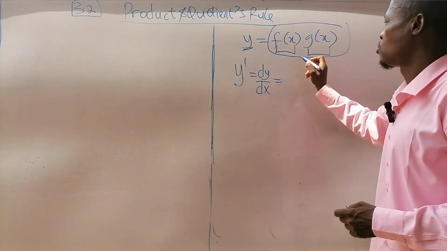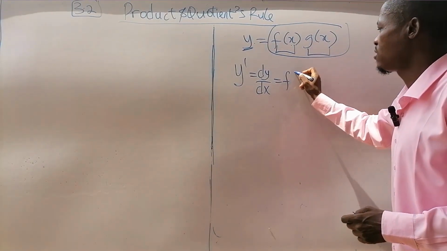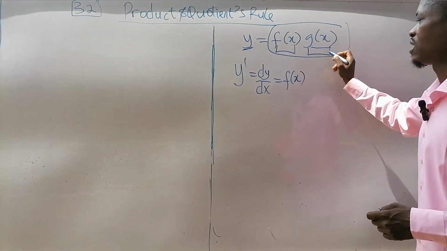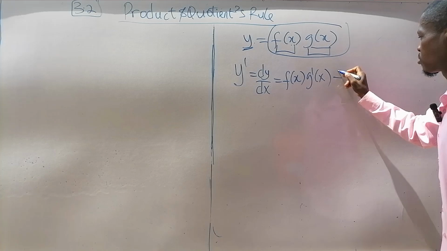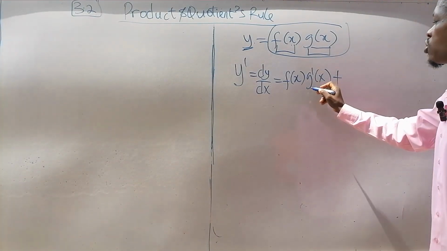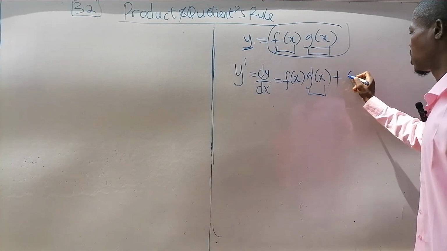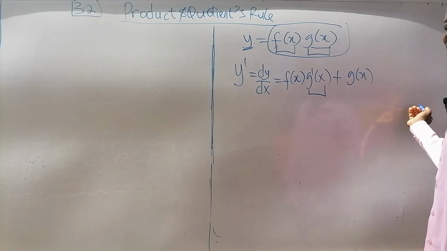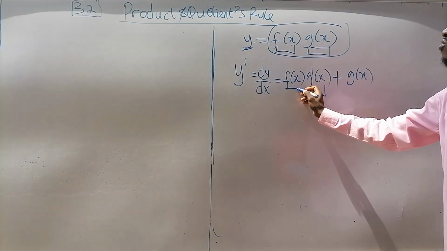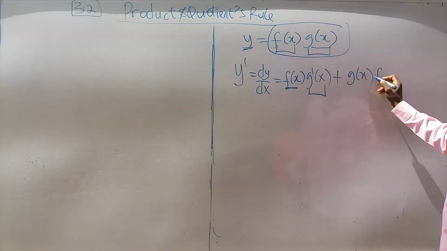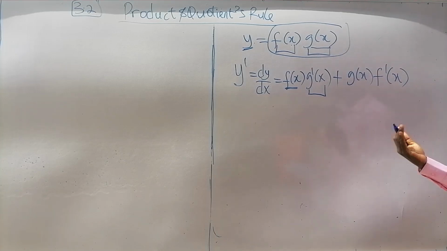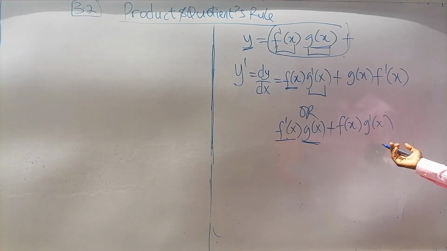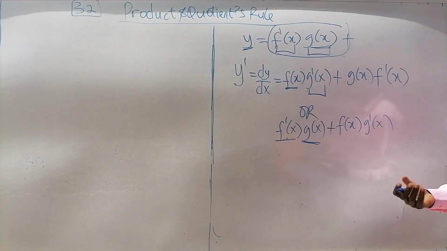It's very simple. You take one function, you keep it constant, then you differentiate the second one, plus the one which you have differentiated here, you keep it constant in the second part. The one you kept constant here, you now differentiate it, and vice versa. So that's just that on product rule.